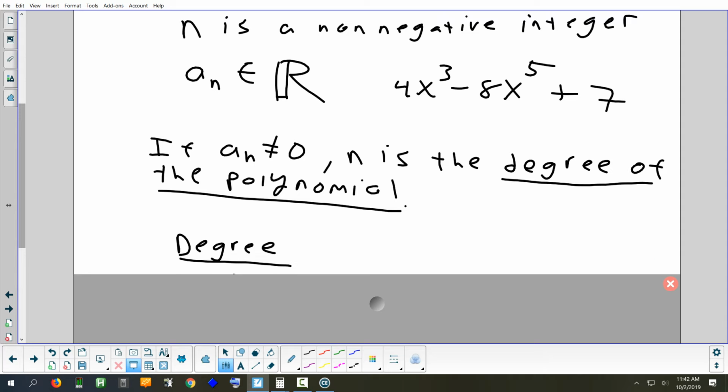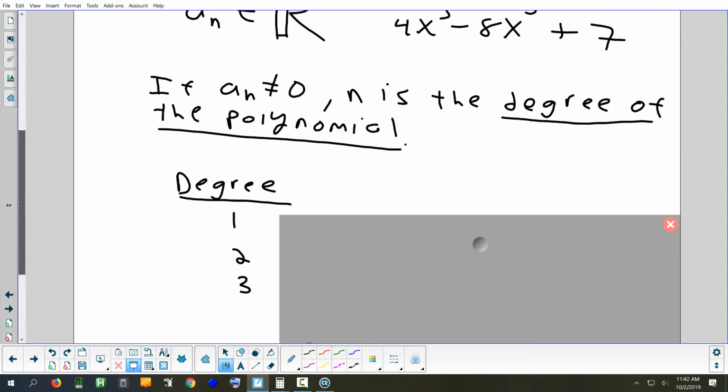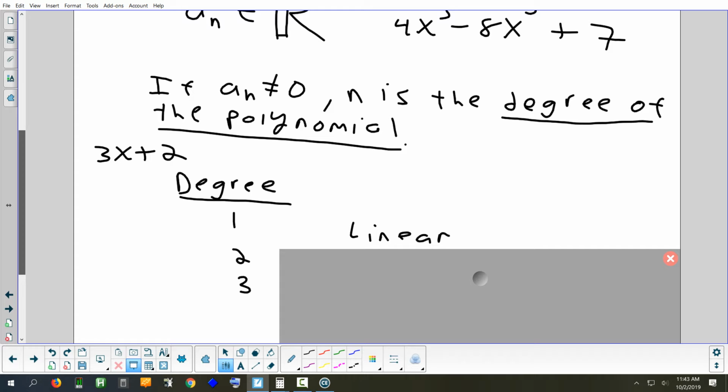Now, some of these have special names. What do you call a polynomial when the highest exponent is a 1? Think about it, it would be something like this. What is it? What if you drew that? What shape is it? 3x plus 2. It's a line. So a polynomial of degree 1 is linear.